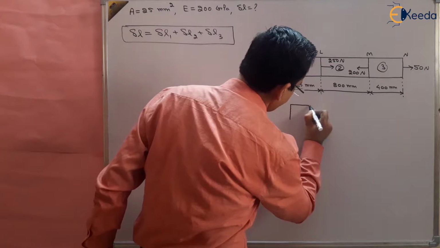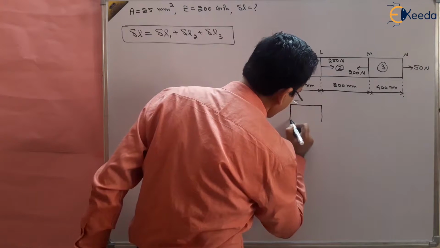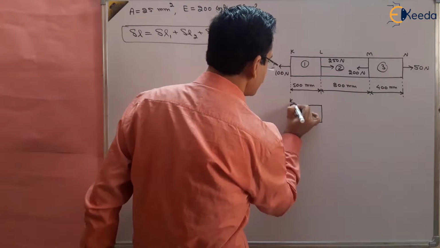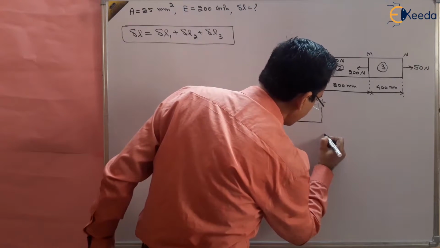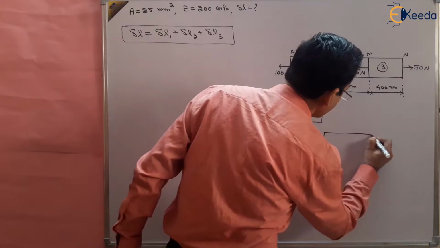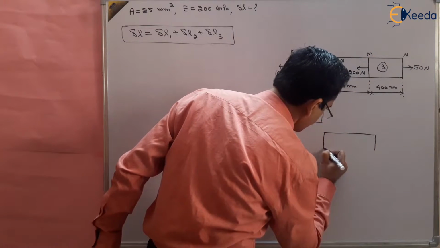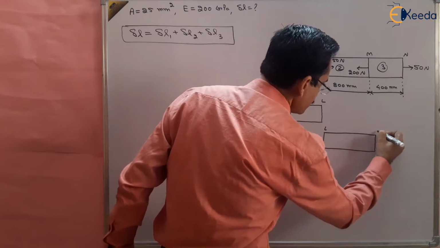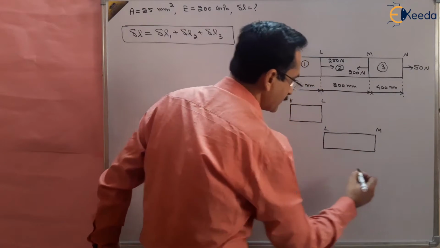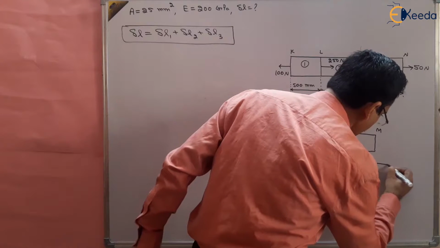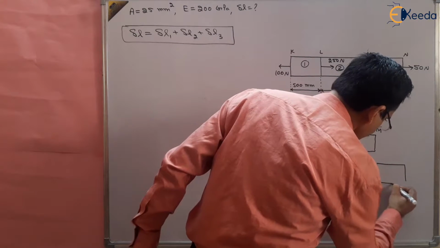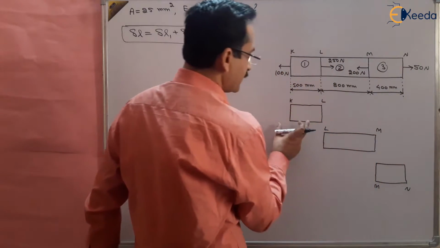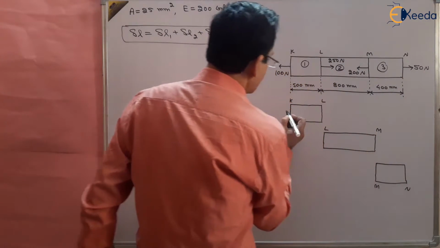So let us say this is one part, KL. Another part we are making just below it, this is LM, and the third part is MN, right? So KL, LM, MN.